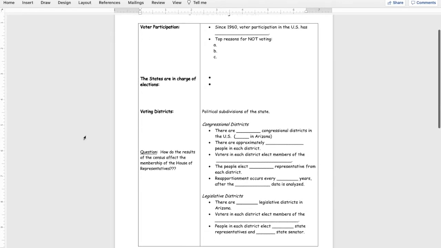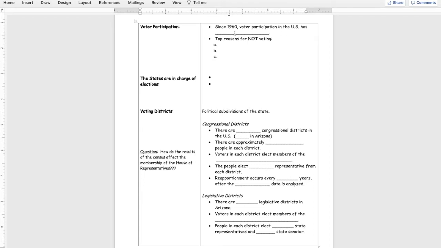And basically what we need to start with is voter participation, meaning in America, how many people vote? Well, it's now 2020, now really 2021. But since 1960, voter participation in the United States, what do you think? Do you think it's increased or decreased? I want you to focus. Really think about this one. Do you think people have started to vote more or have voted less?